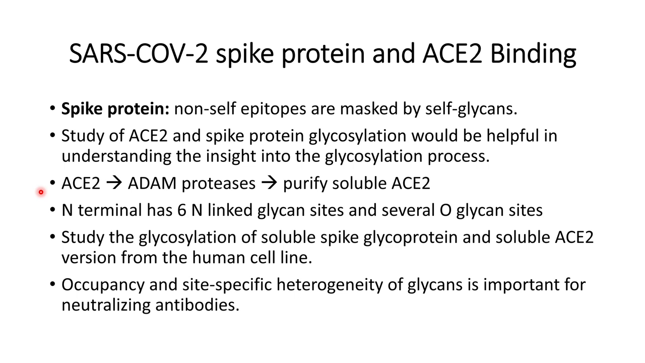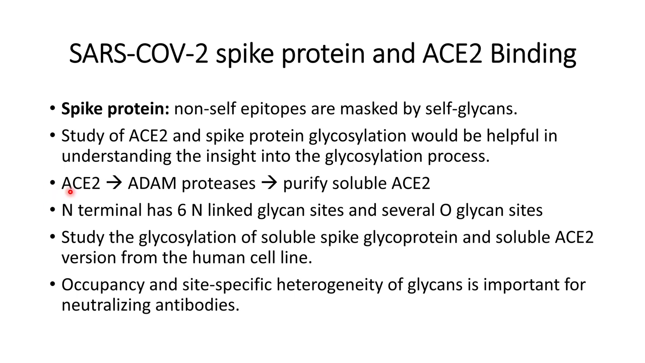the details of SARS-CoV-2 spike protein and ACE2 binding, it is essential to understand the glycosylation pattern and the heterogeneity at specific sites of both the spike protein and ACE2, so that vaccines can be produced or strategies can be developed in a much more effective manner to prevent the SARS-CoV-2 virus from coming into efficient contact with the ACE2 receptors present on the human cells.